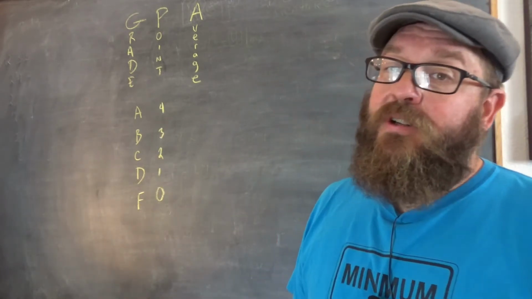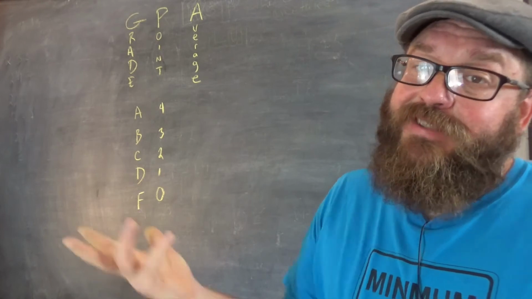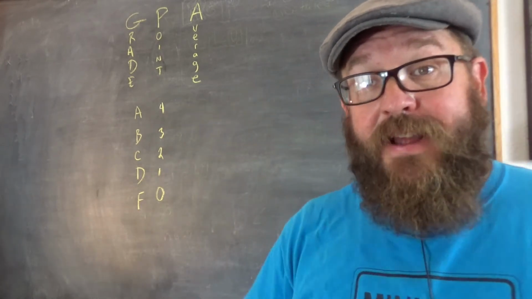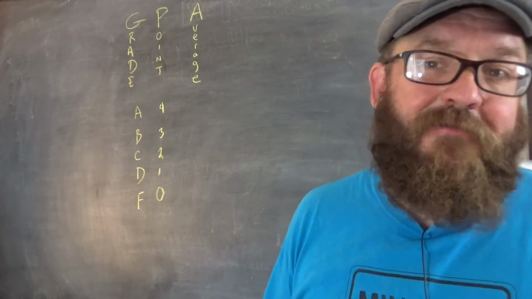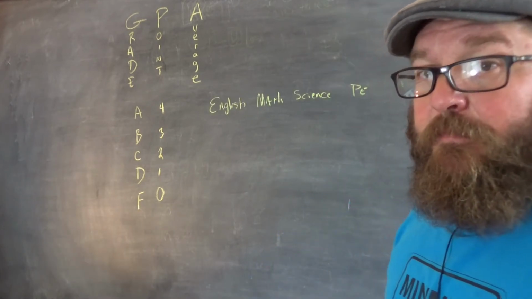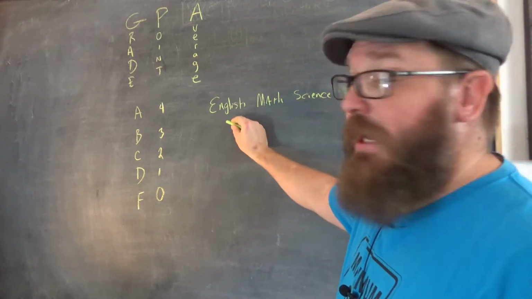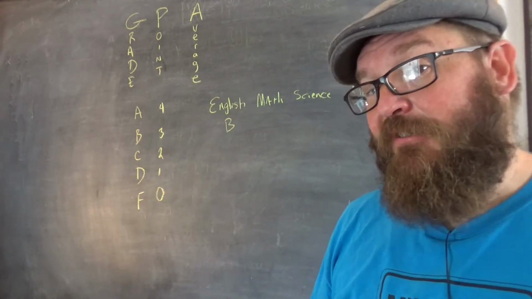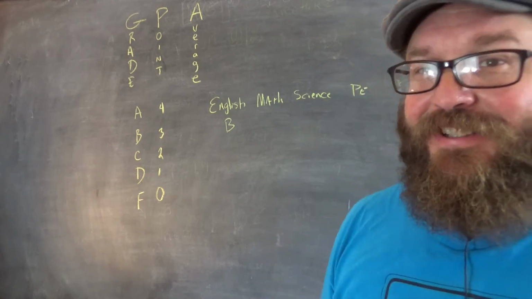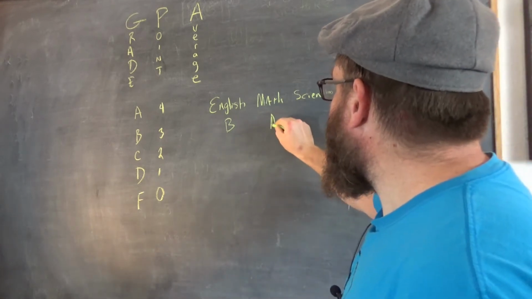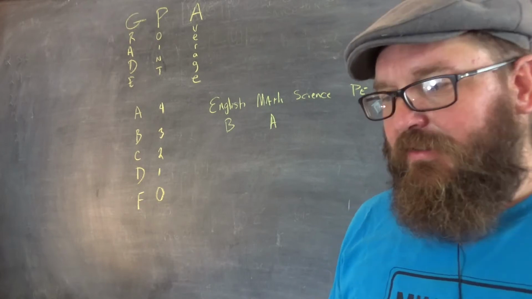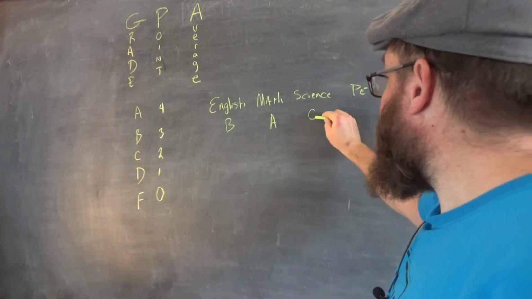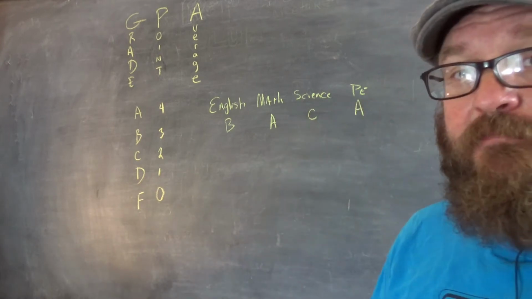Like that, A is 4, B is 3, C is 2, D is 1, and an F is 0. So let's say you were taking English, Math, Science, and PE. Now, let's say in English you got a B. And in math, because you're watching Bearded Math Man all the time, you got an A. Science, oh man, those labs, maybe you didn't do them. Let's say you got a C, but PE, good to go.